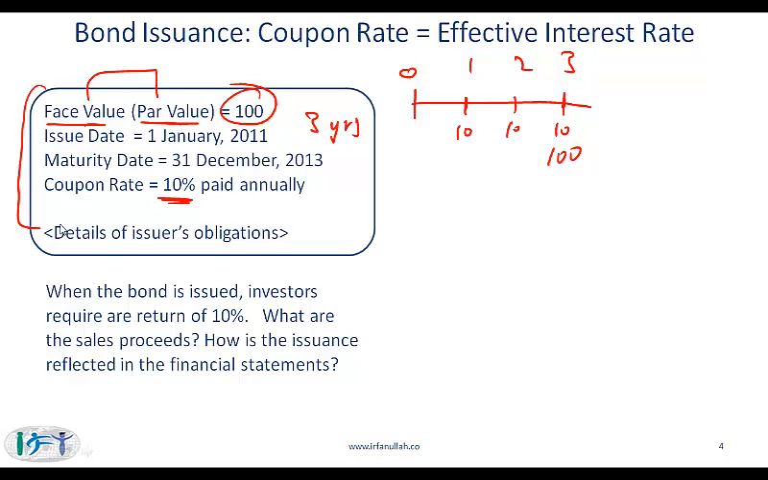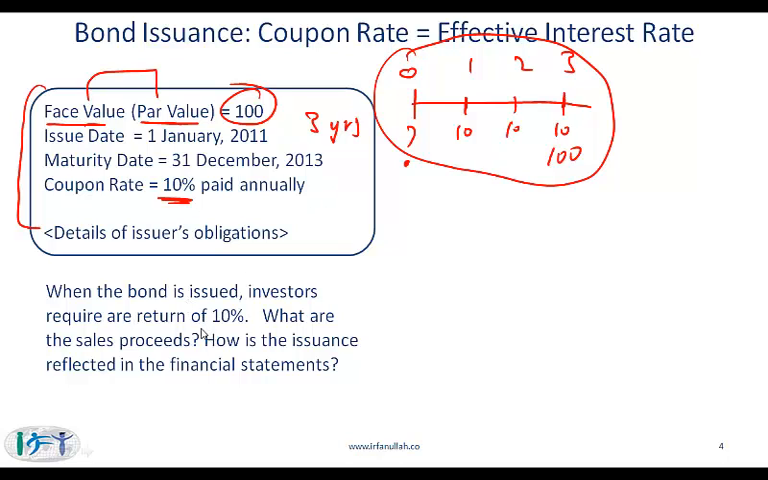Now, the bond contract has several other details about the issuer's obligations. We will talk about this later. Now, what has been defined over here? What has been defined is the cash flow that the company will give, or the money that the company will give to the investor. The question now is, how much will the investor pay for this bond?